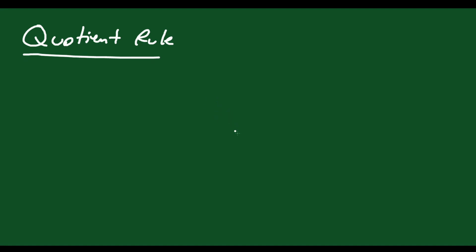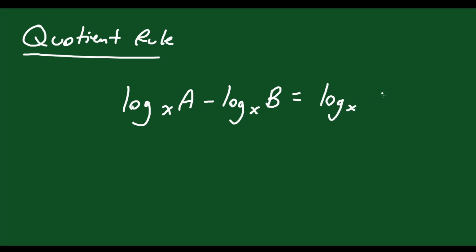Now, because we have a product rule, of course, we also have a quotient rule. And you might be able to make a prediction as to what this rule is going to look like. Basically, it goes like this. Log base x of a minus log base x of b is equal to log base x of a over b.